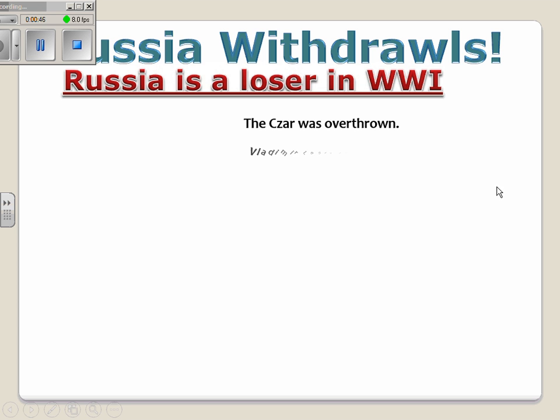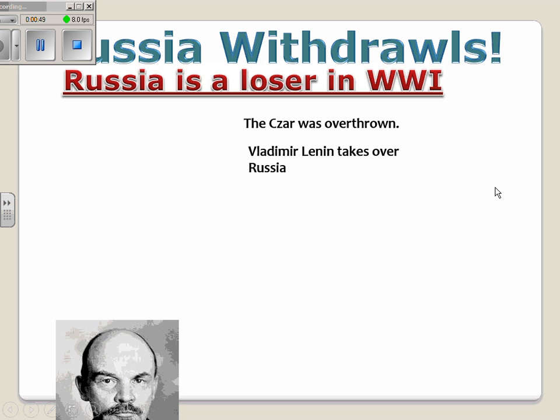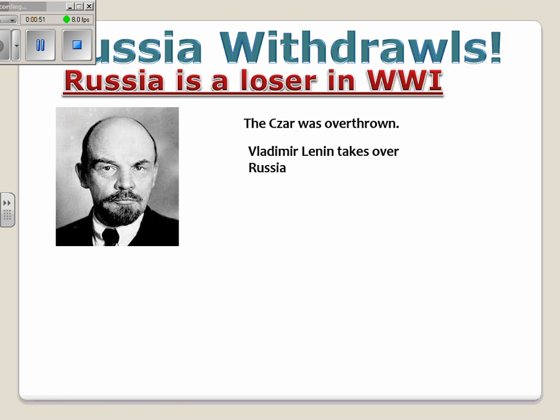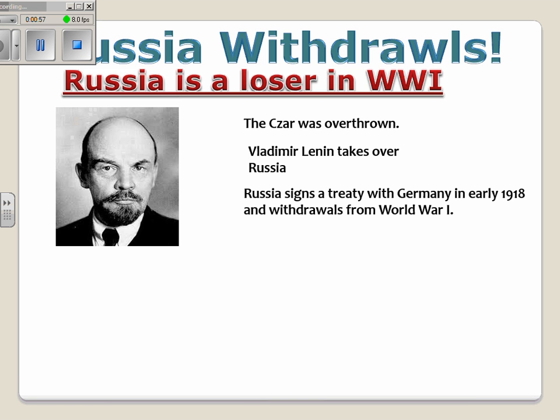So what happens is this. The Tsar was overthrown, and he was replaced with a guy by the name of Vladimir Lenin. Now, why this is important is that Lenin was a communist. This will now give rise to Russian communism, that leftist movement taking place in Russia. So the Tsar is overthrown, Vladimir Lenin takes over, and ultimately Russia will sign a peace treaty with Germany in 1918, and therefore they withdraw from the war.